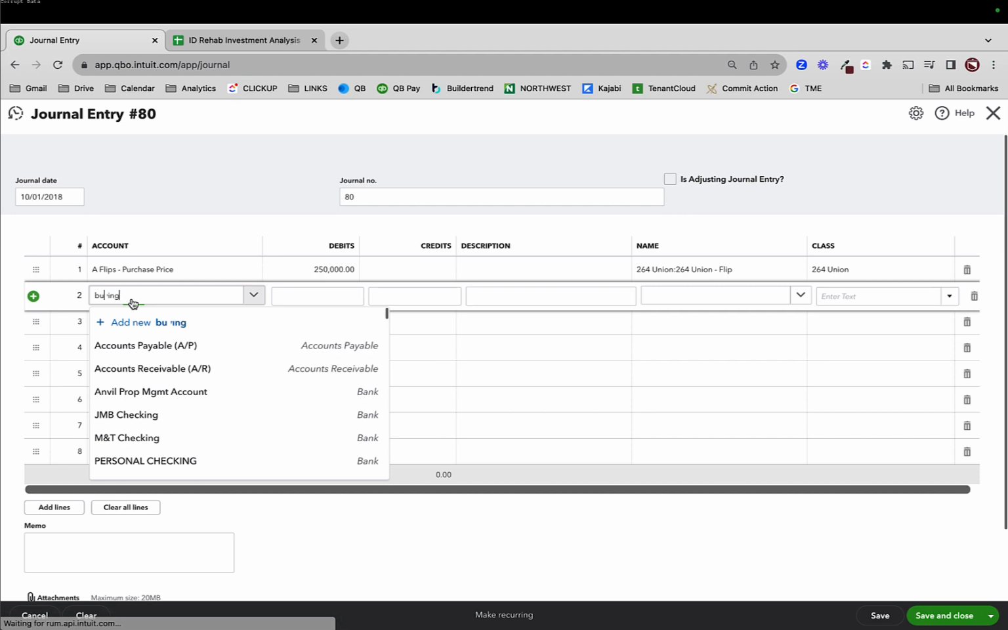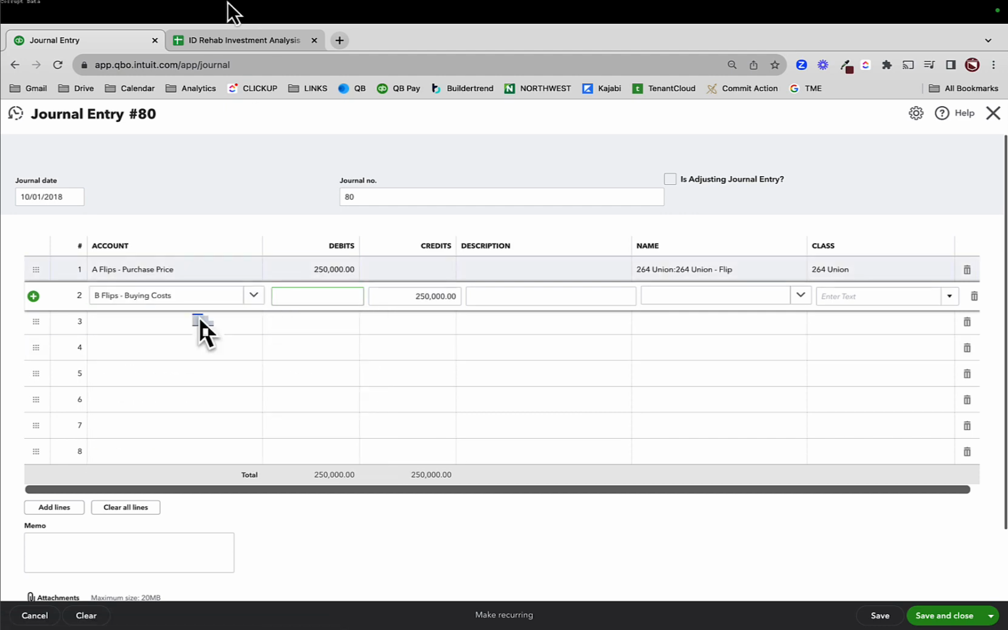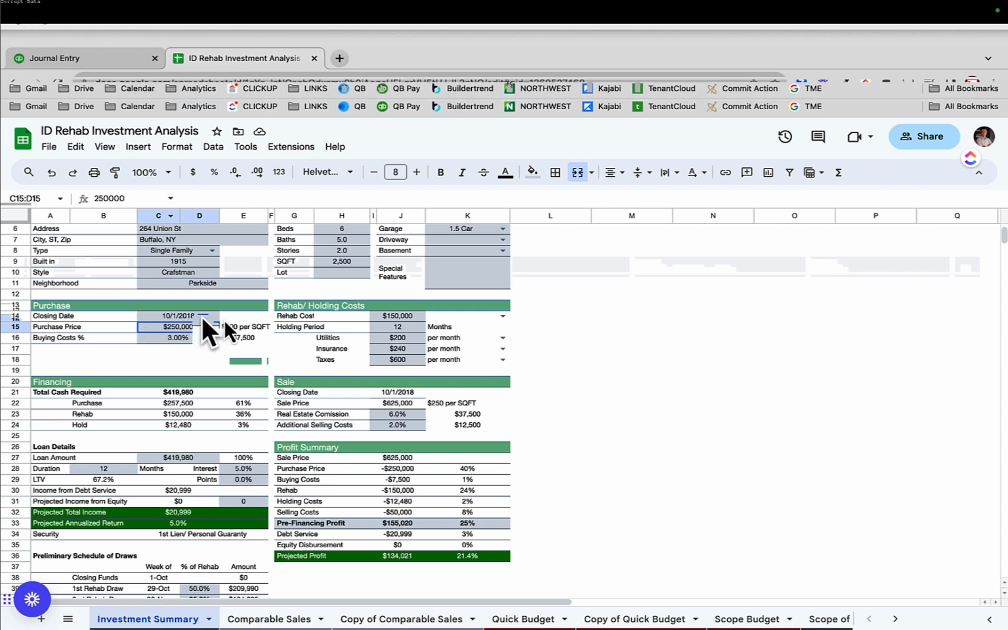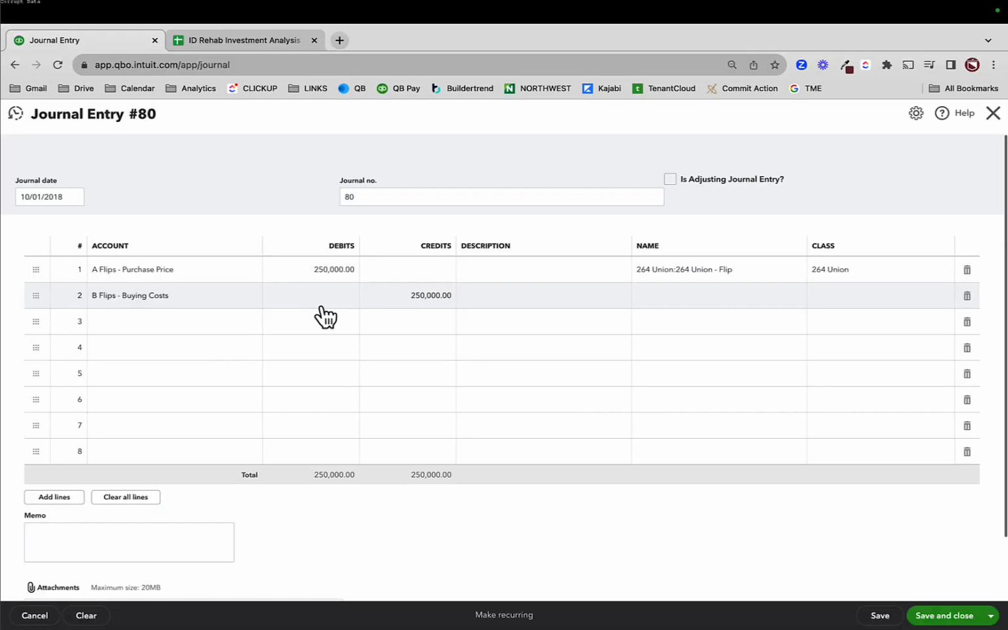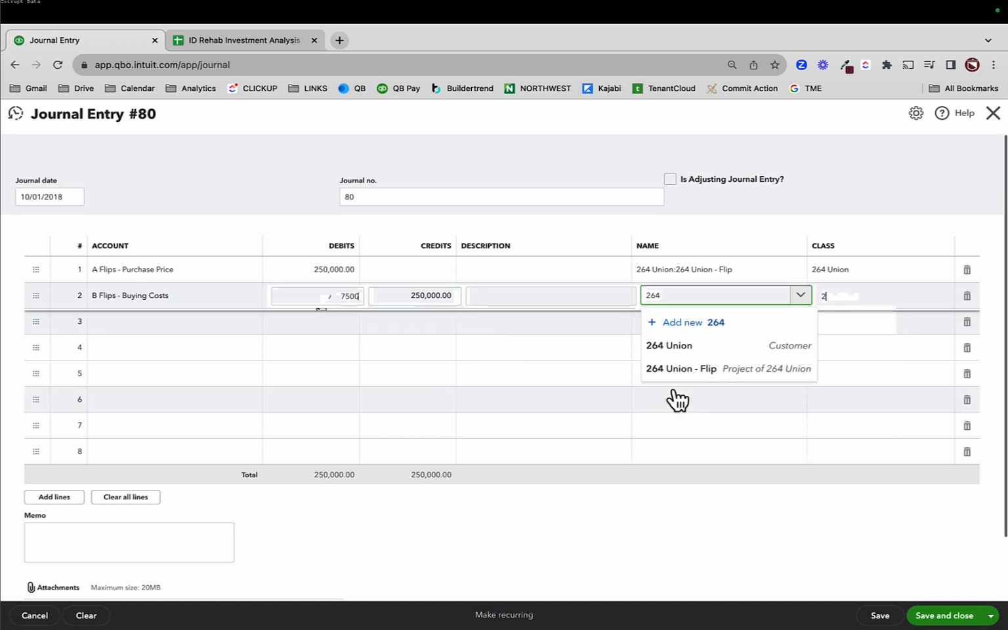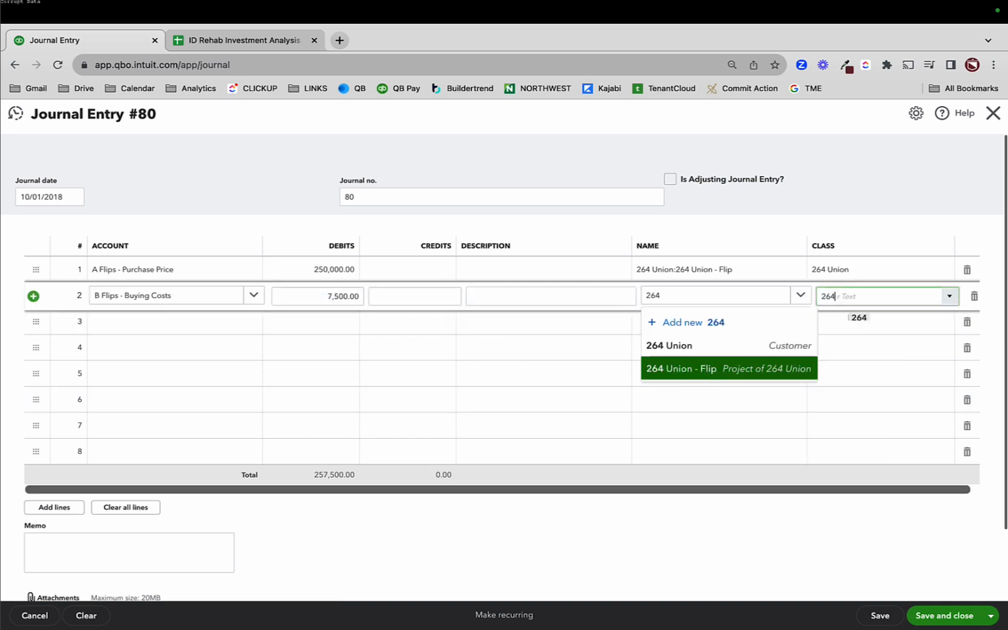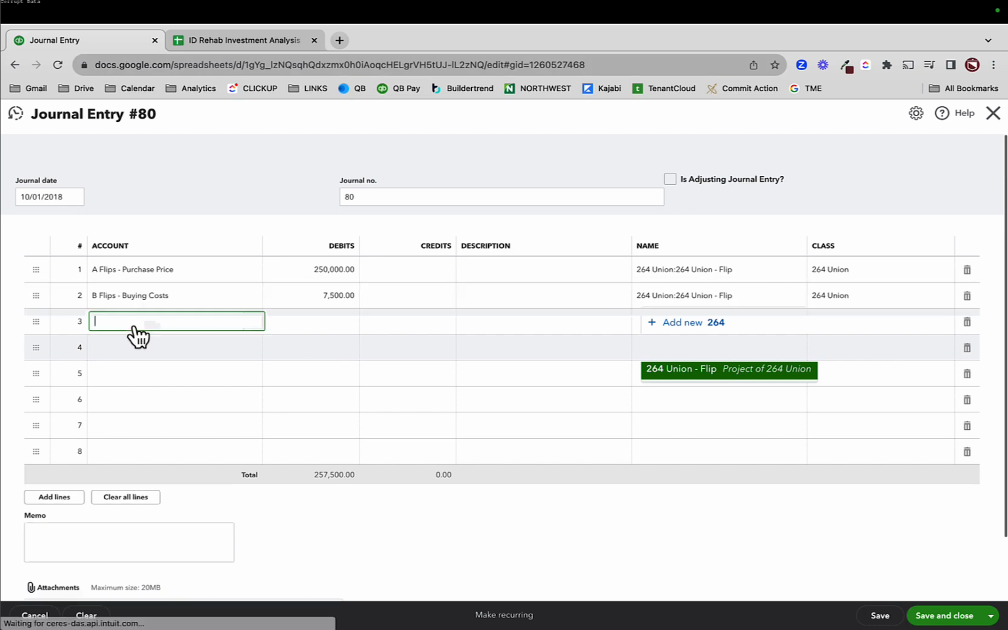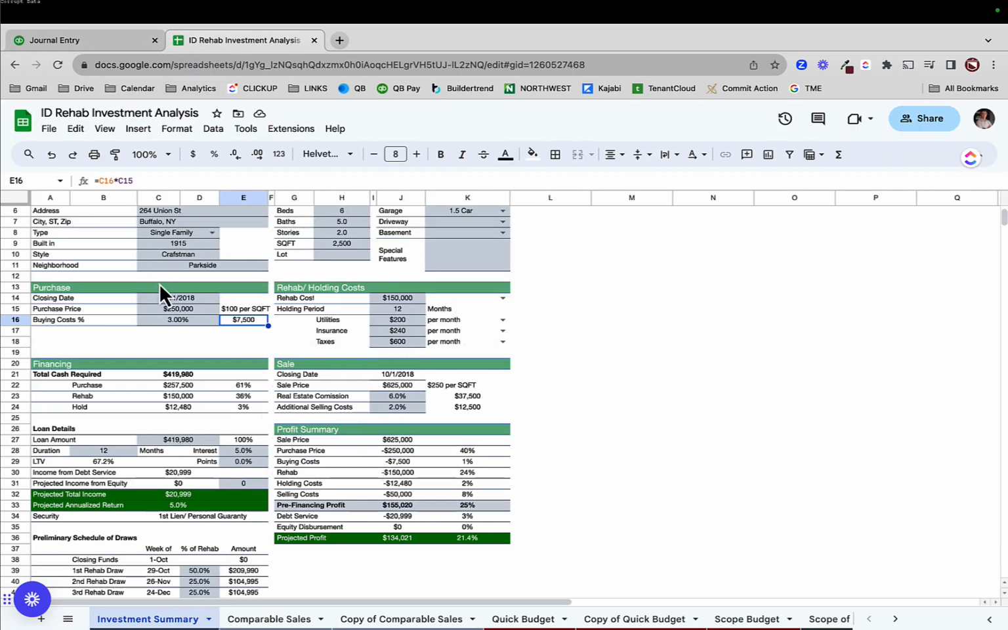Now we have my buying costs. This would be any closing costs associated with it. You're going to have a closing statement that details those out, but let's just assume for simplicity that we have $7,500 in closing costs. And again, recording to our project. Good. Okay, what else are we going to have?